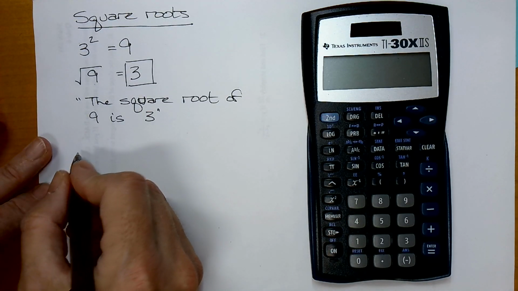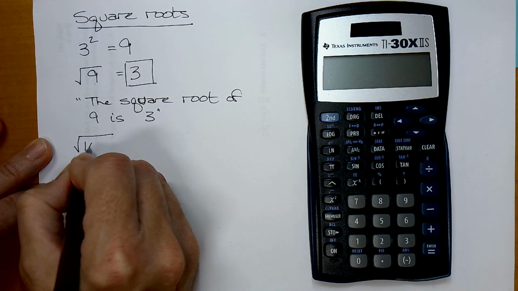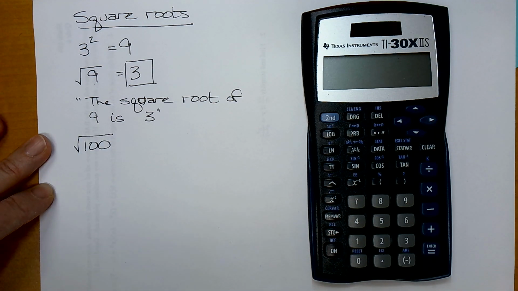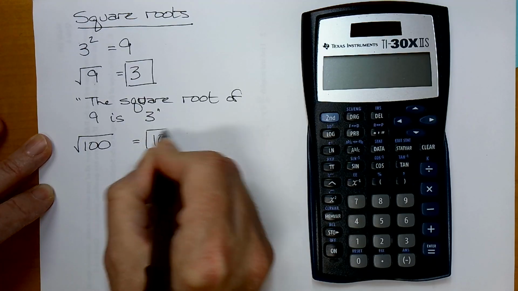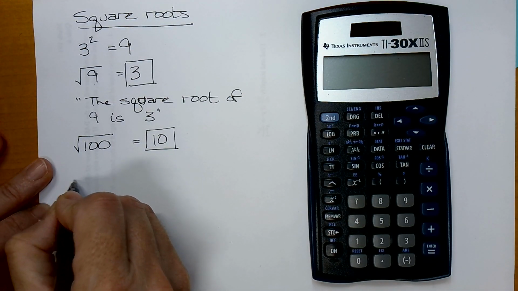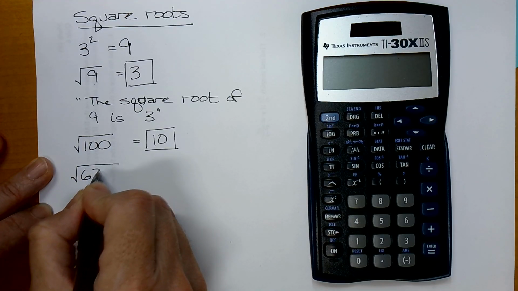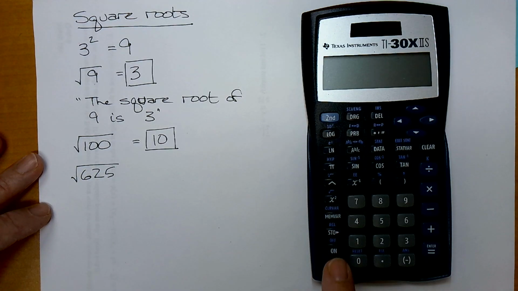And we can do this with whatever number we want. If I say what's the square root of 100, we're asking what number times itself gives us 100. 10 times 10 is 100, so the square root of 100 is 10. If I want to know, like, the square root of 625, maybe you know that one off the top of your head. Maybe you don't.